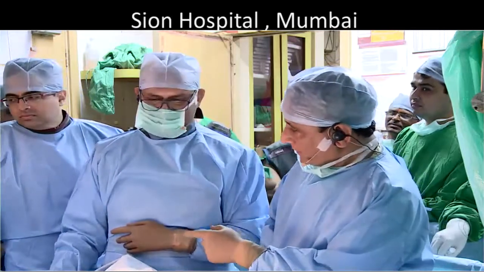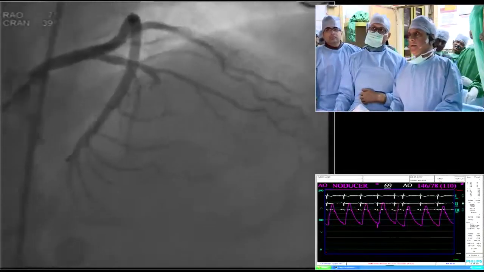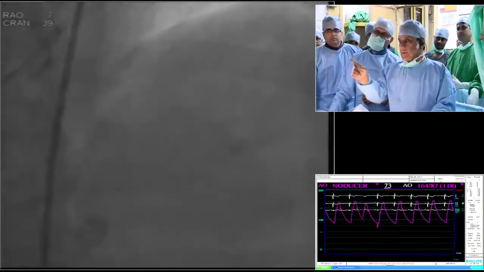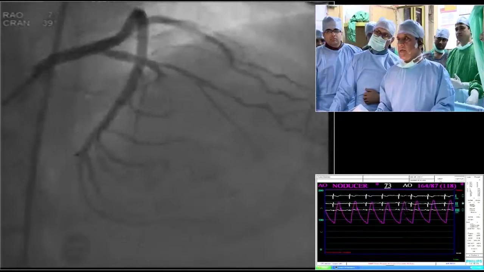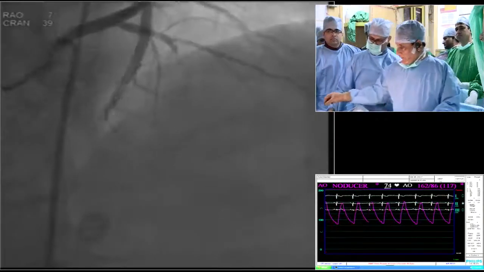Sure, we can play that. Now you see this here. There is a total occlusion of the LAD after the septal and the diagonal. You see the distal LAD fills by the collateral. It's a left dominant system. And this is what we have the plan.